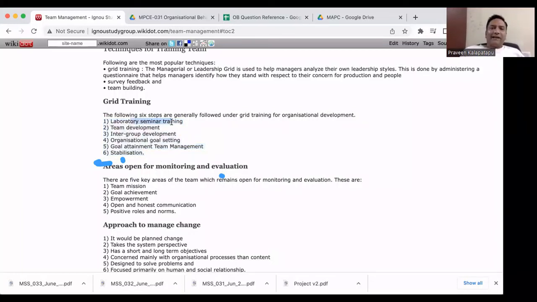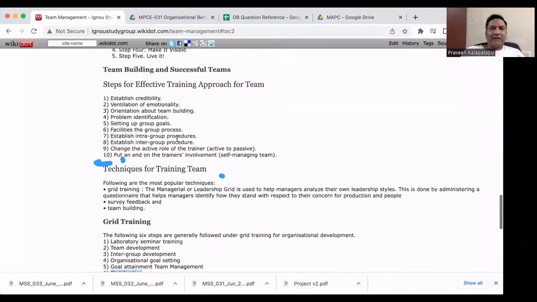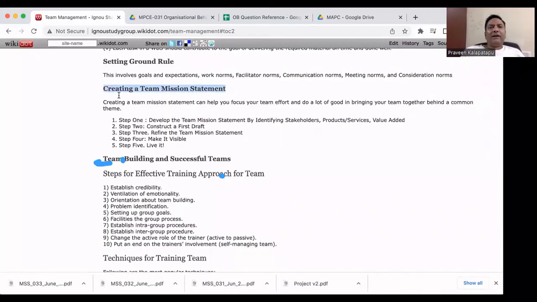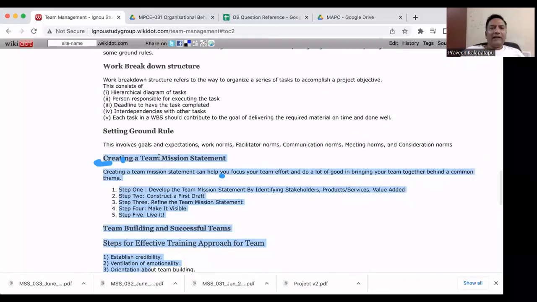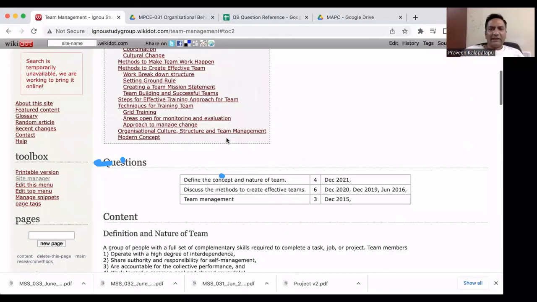Laboratory seminar training. You can have seminars and then train. Team development, intergroup development. These are all the various topics that the managers or whoever leaderships could go through. How exactly organizational goal setting can be done, goal attainment and team management, how it is stabilized and all those things. But anyway, these are never asked. Even from the work breakdown structure point of view, except after methods of creating effective team, I don't think there is any other question that was asked.